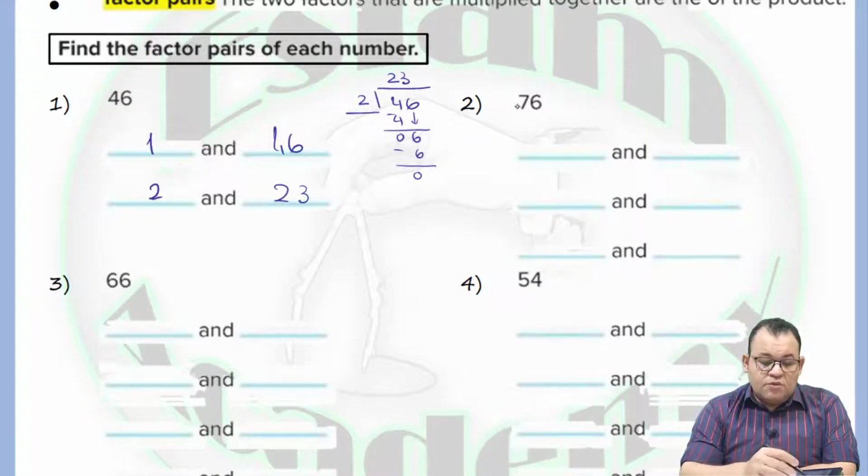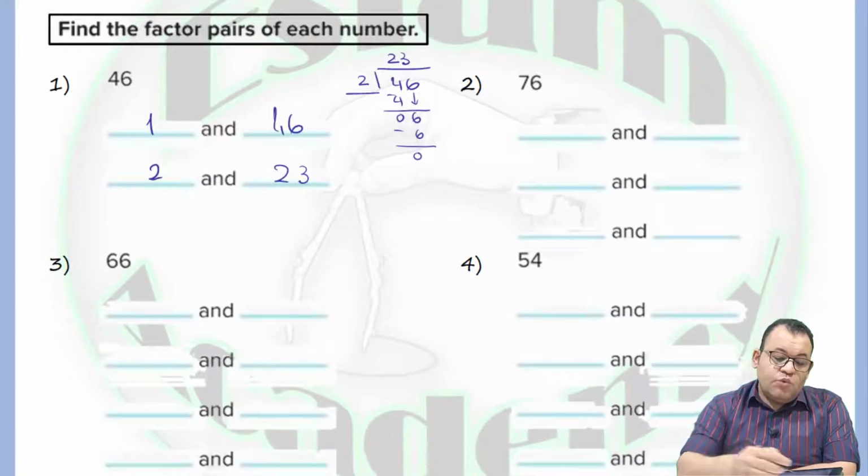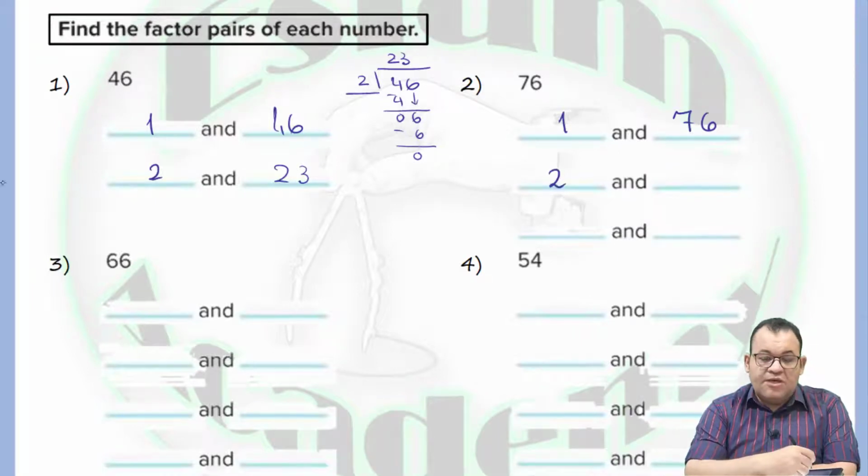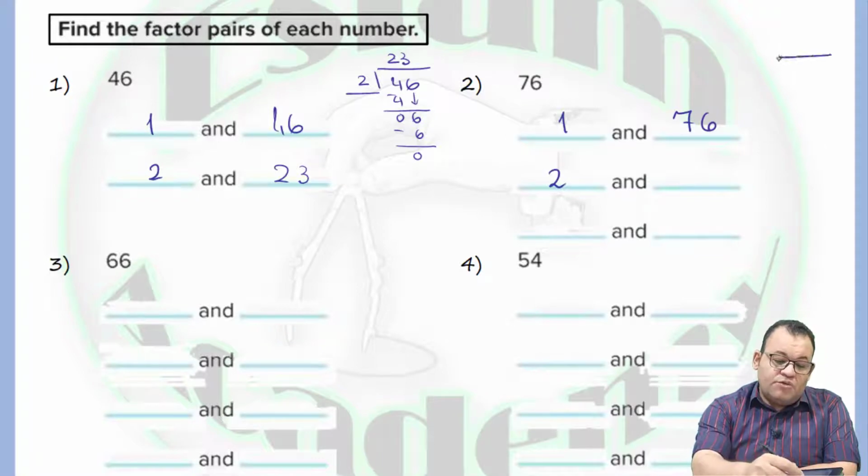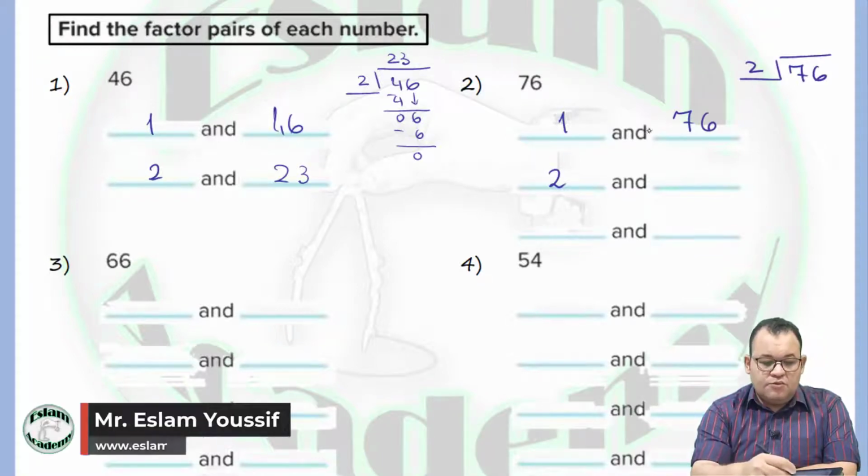Again, for the second question, we have 76. We said to find the factors of any number, we just write 1 multiplied by the same number. This number is even, it means this number is divisible by 2. So now we have 76, we need to divide it by 2. Using long division, that's 76 divided by 2.